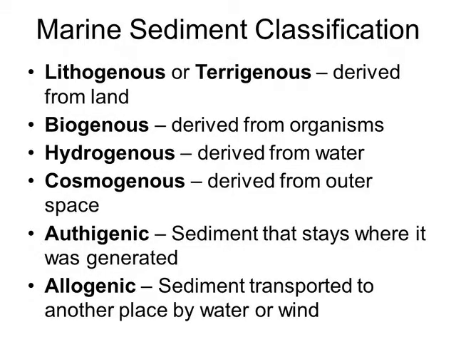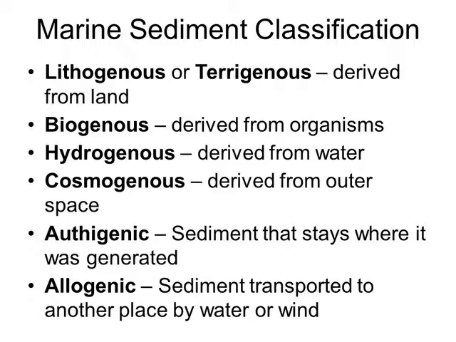So what kinds of sediment do we have in the ocean? We have these 4 types right here: lithogenous or terragenous, whichever one you prefer, but they mean the same thing. Essentially, that means that this type of sediment was derived from land. Then we have biogenous, which is derived from organisms. Hydrogenous, which is derived from the water. So that just means that anything precipitated out of the water. So it went from dissolution to precipitation. And then we have cosmogenous, which is from outer space. So we'll touch a little bit on these in a little bit.